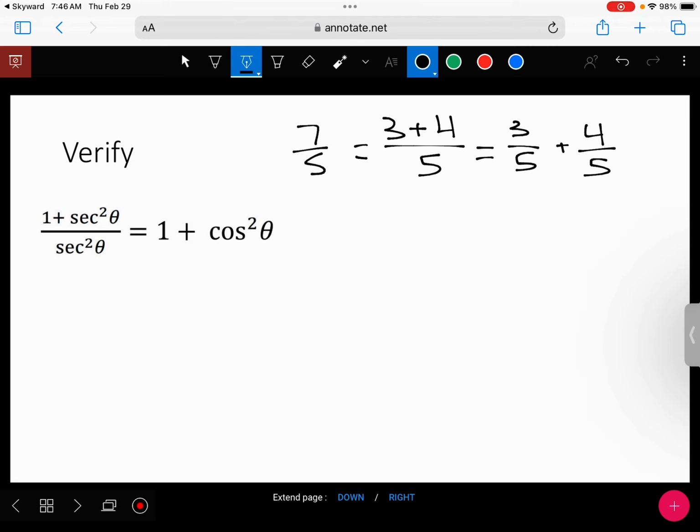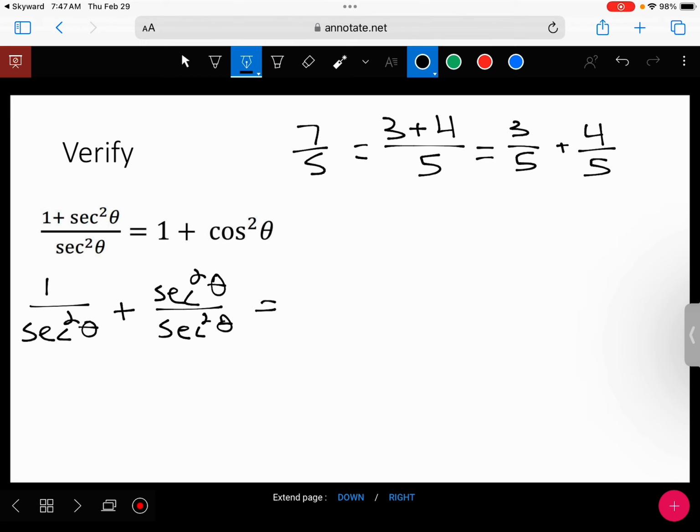We can break fractions. So before we think about rewriting things, we know that right now we have kind of one fraction. We know that in our answer, it's something plus something. We have two separate things. So let's see what happens when we break up this fraction. When we break up this fraction, we're going to get 1 over secant squared plus secant squared over secant squared.